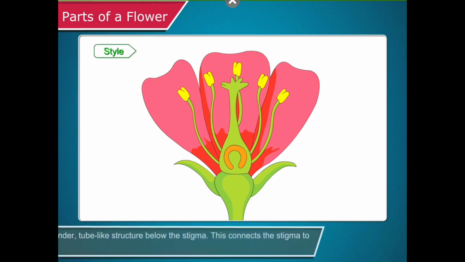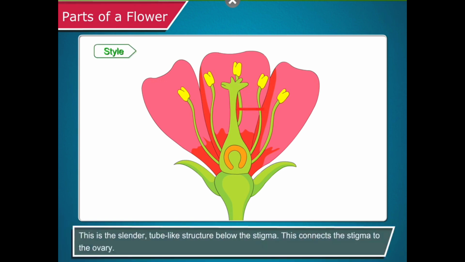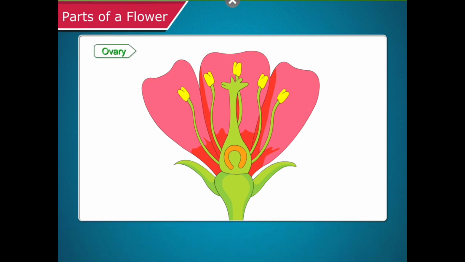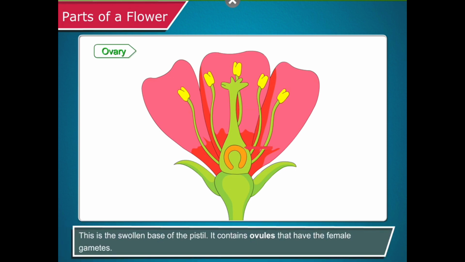What is called style now? This is the slender tube-like structure below the stigma. This connects the stigma to the ovary. Now at the end, let us know about the ovary. This is the swollen base of the pistil. It contains ovules that have the female gametes.